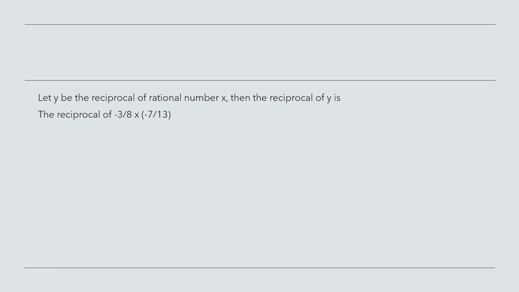Next question is, let y be the reciprocal of rational number x. So if you have a rational number x and if you take the reciprocal of x, that is 1 by x, this reciprocal is named as y. A bit complex, just try to understand the question. Let y be the reciprocal of x. Reciprocal of x is 1 by x.